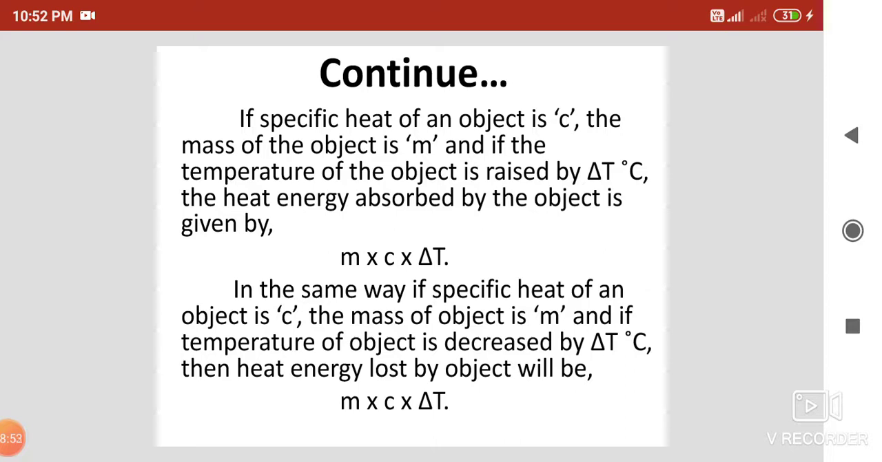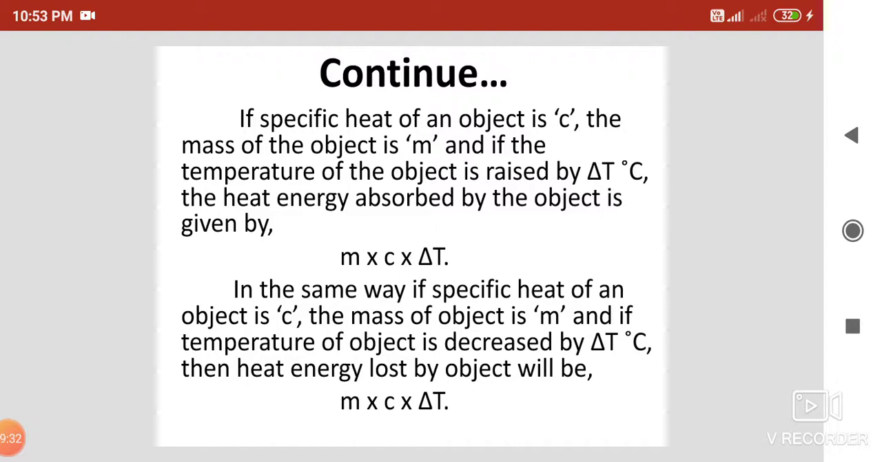When the temperature increases, delta T is T2 minus T1. So mass multiplied by specific heat multiplied by the change in temperature gives the heat absorbed by the object. In the same way, sometimes the heat is released by the object, which means the temperature is decreased. In that case again the same formula applies: m multiplied by c multiplied by delta T.